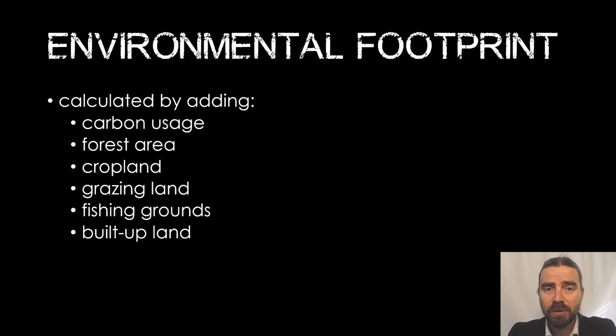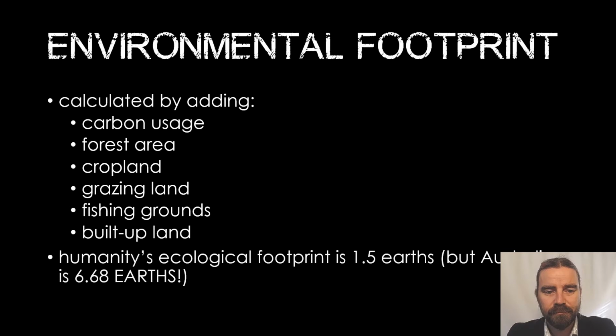And in rich Western countries like Australia, the footprint is very large. Australia's got one of the biggest footprints of any country in the world. You can't quite see that because my face is in the way. Humanity's ecological footprint is 1.5 Earths. That means, on average, we are using 1.5 times Earth's actual capacity to support life, which is why we are acting unsustainably.